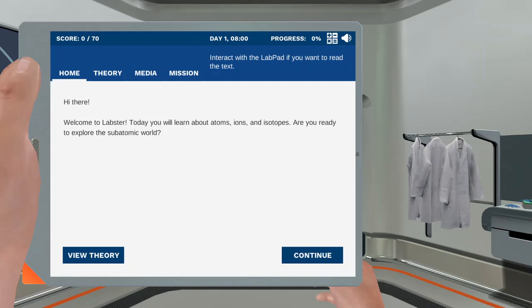Today you will learn about atoms, ions, and isotopes. Are you ready to explore the subatomic world?